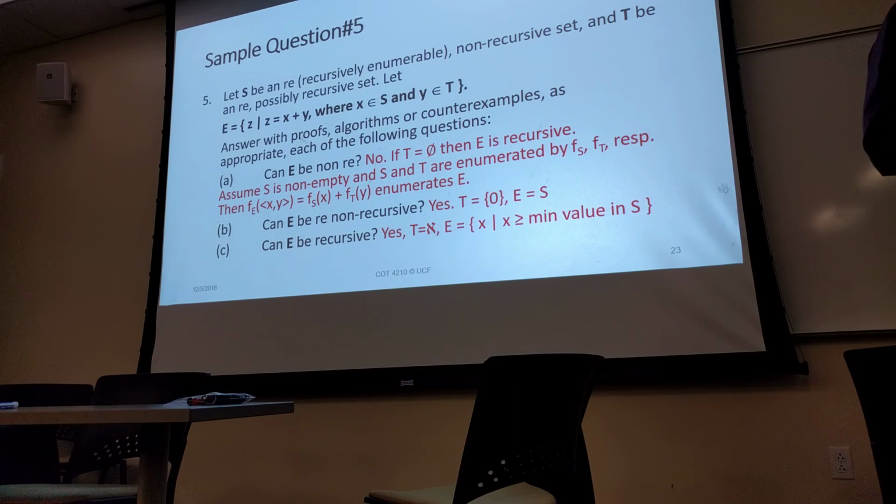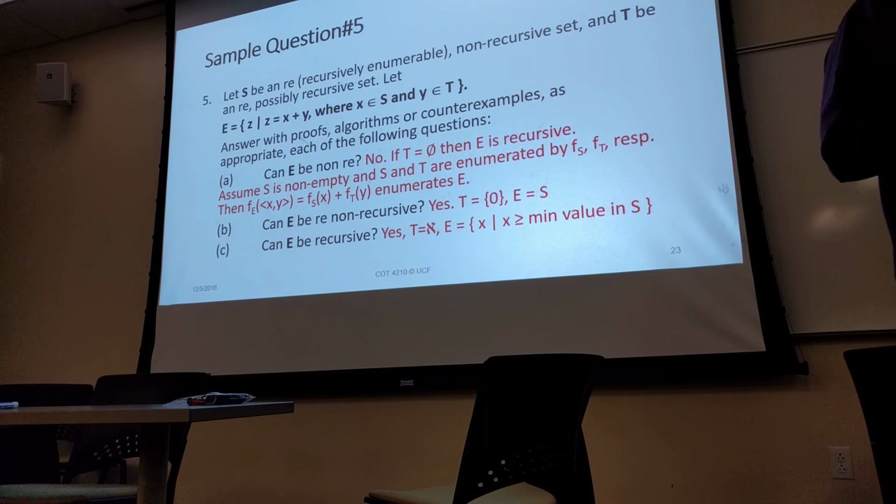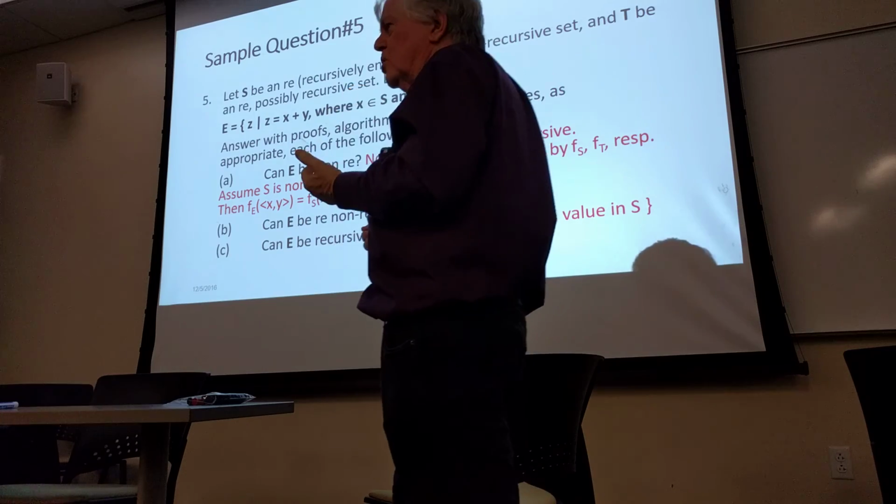Like total, you can semi-decide an RE problem, but you cannot semi-decide things that are worse than RE. So total has no semi-decision procedure associated with it. Why? Because it's got that for all sitting out there, whereas halt has just a there exists.